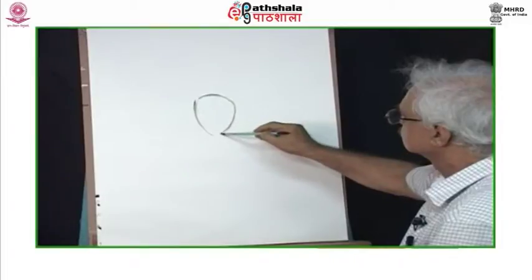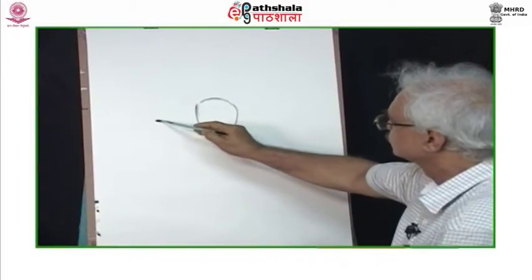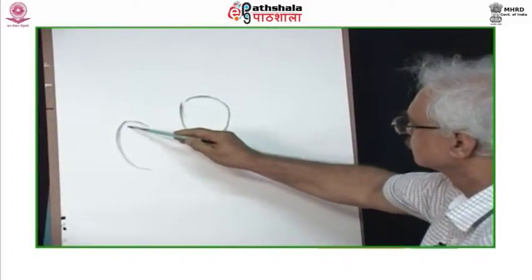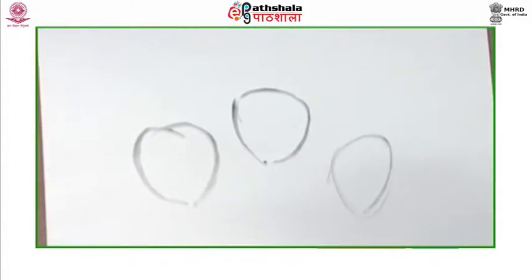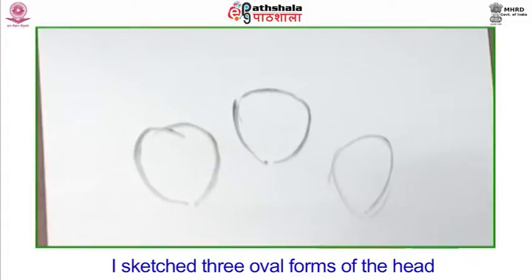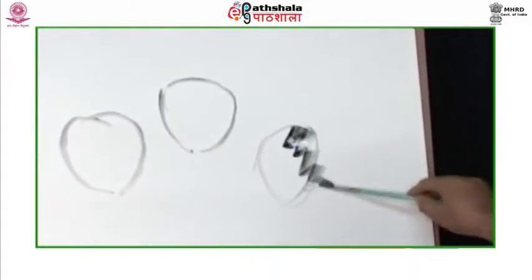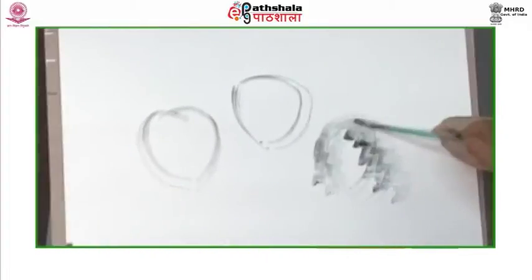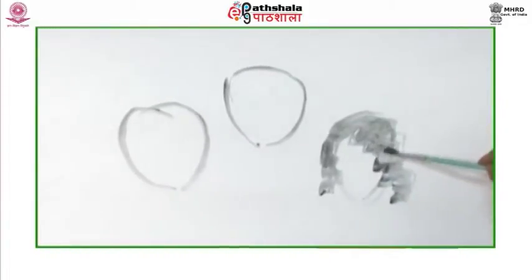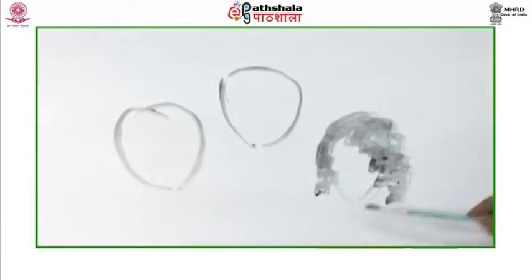Start by observing the form of hair and draw a light outer line defining the mob and its shape. I sketched 3 oval forms of the head. By observing the sitter and drawing its hair alone sometimes captures the entire character of the person.